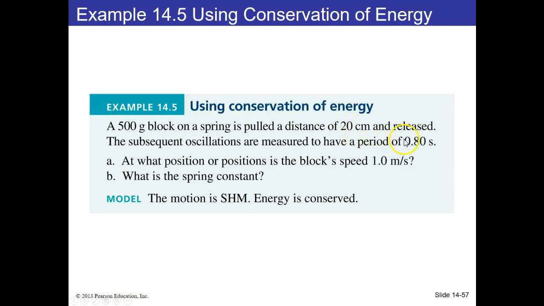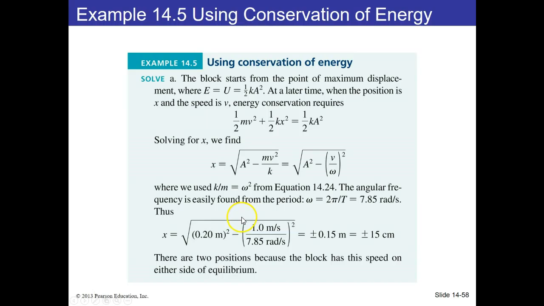The oscillations then are 0.8 seconds apart. So they want to know at what position or positions is the block speed 1 meter per second, and then they want to know what is the spring constant. So here energy we know is conserved, and we're doing simple harmonic motion.